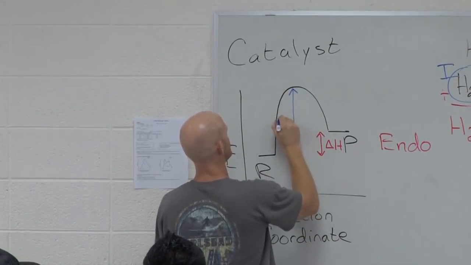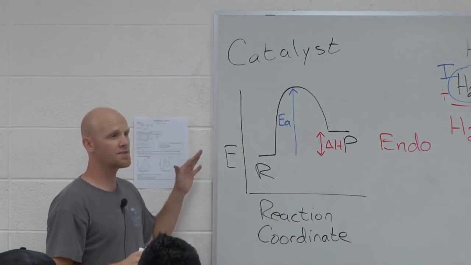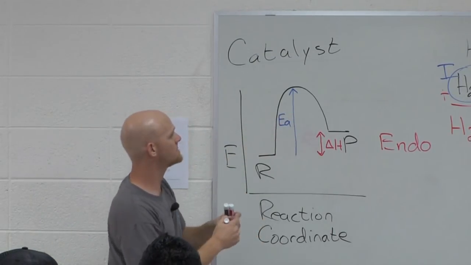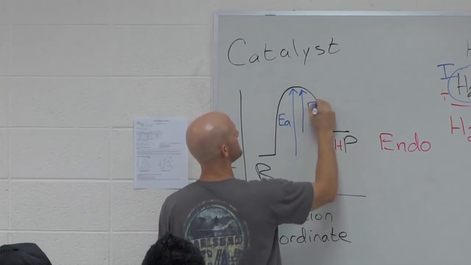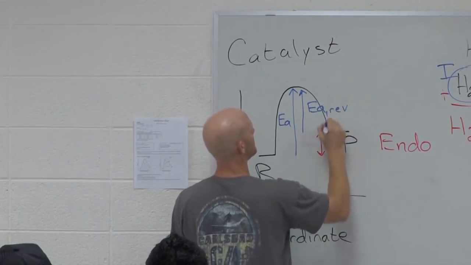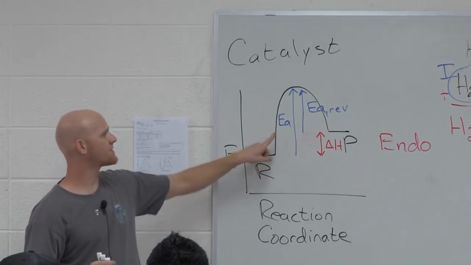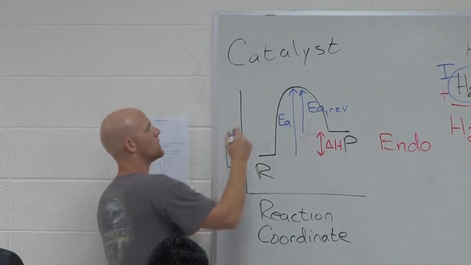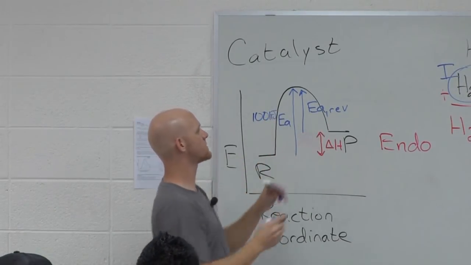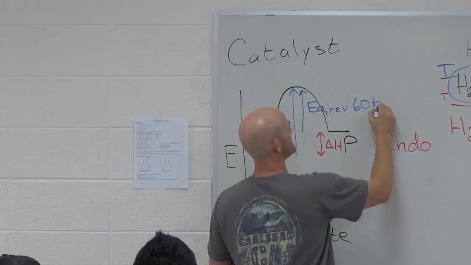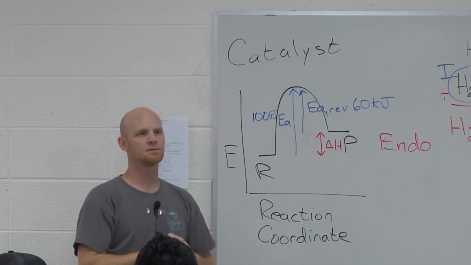That's your activation energy. So E sub A, the activation energy. And you can look at the activation energy both in the forward direction, but you could also look at the reaction going backwards, and that would be the activation energy in the reverse direction. Cool. So if I told you that the forward activation energy here was 100 kilojoules, and I told you the reverse activation energy was 60 kilojoules, then what question could I ask you?